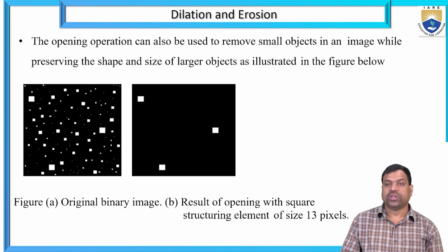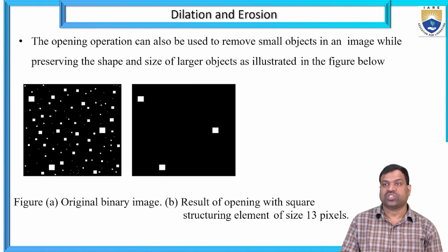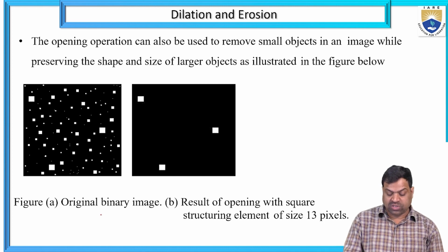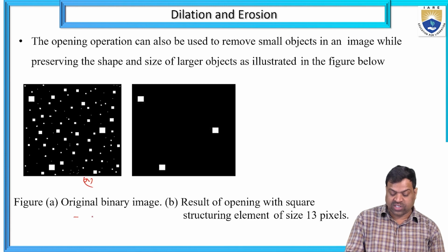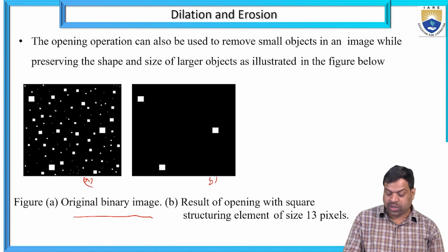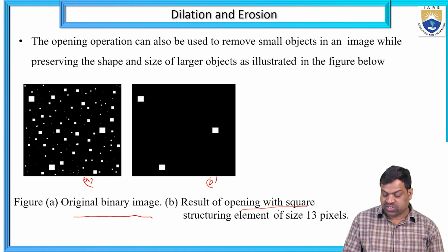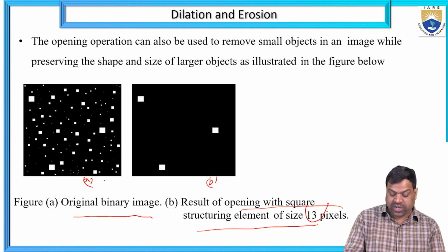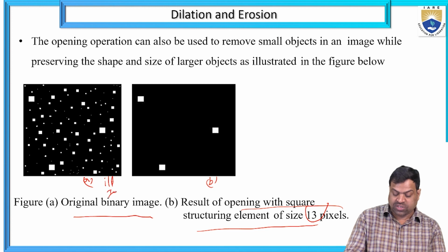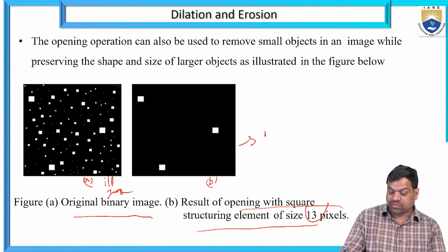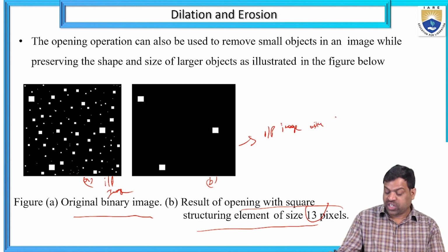And the opening operation can also be used to remove small objects in an image while preserving the shape and size of the larger objects, as illustrated in the figure below. So, figure A is the original binary image, and figure B is the result of opening with a square structuring element of 13 pixels. Okay. So the original binary image is the input image, and this is the output image with the structuring element.